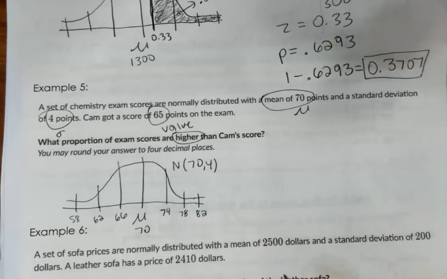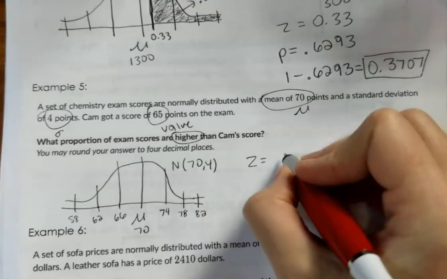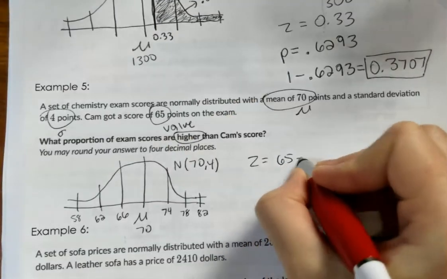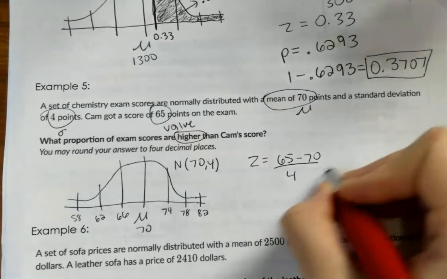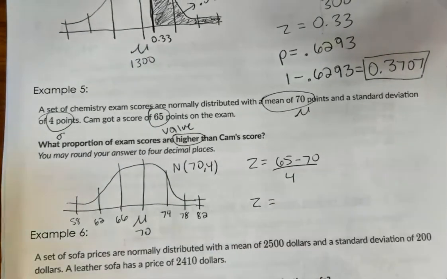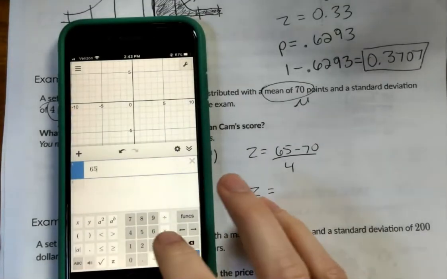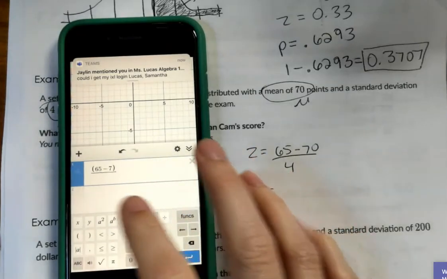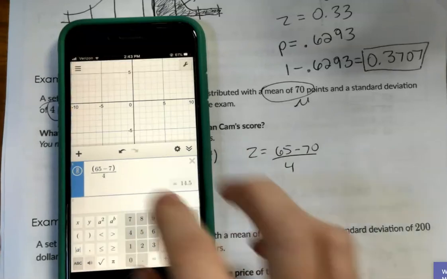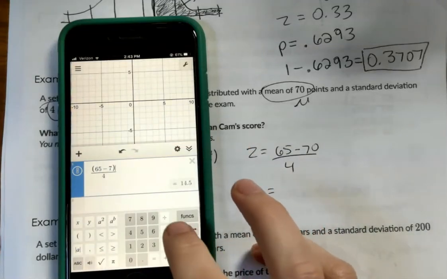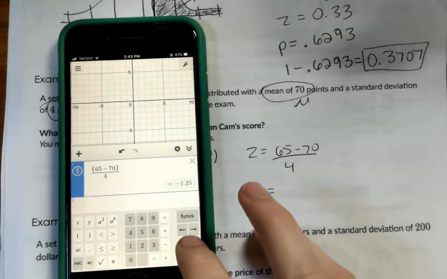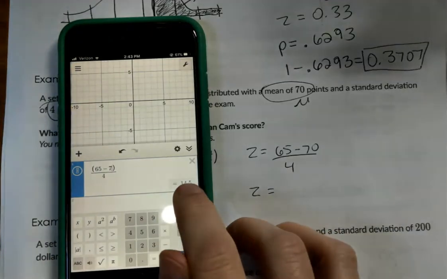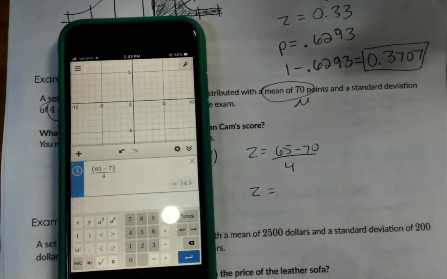Okay, so now we calculate the z-score. Value minus mean over standard deviation. Value minus mean, oops, that should be a 70. And you know how I knew it should be 70? I had a z-score of 14.5, and I know that's not what a normal z-score is. A z-score is between -3 and 3 for the most part.